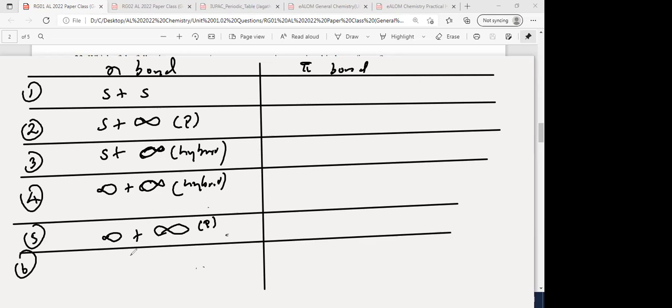Number 6, p orbital. Two of the p orbitals can overlap in linear overlapping. What is called linear overlapping? Linear overlapping. Right. Is that clear?